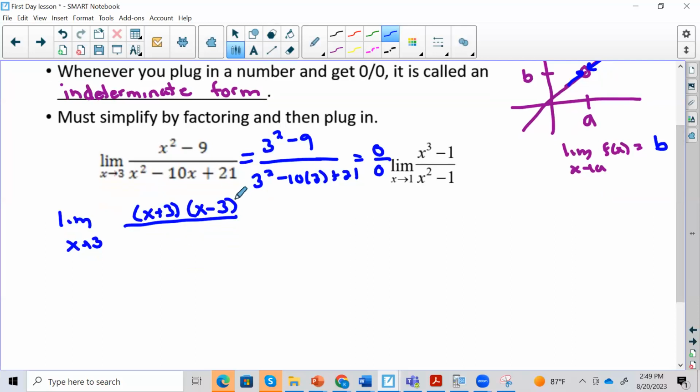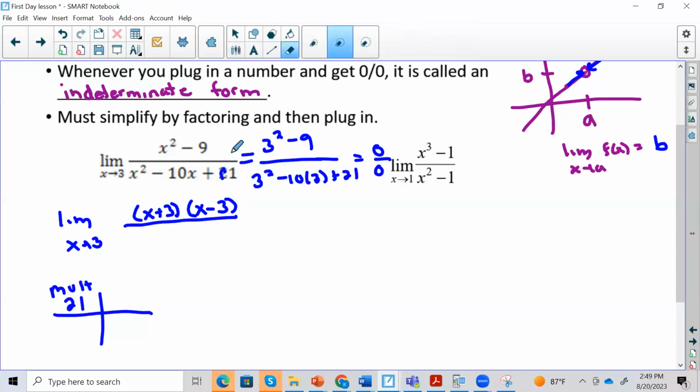The denominator is a trinomial. When I factor a trinomial, when it's just x squared, so the number in front is 1, what we do is we think about what multiplies to the last value, which is 21, and what adds up to the middle value, which is -10.